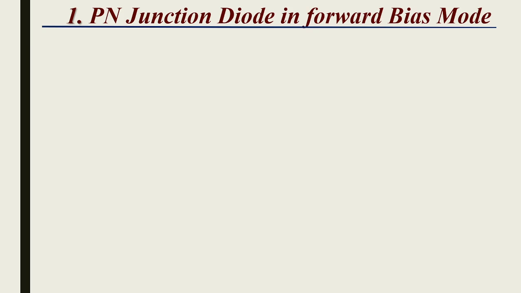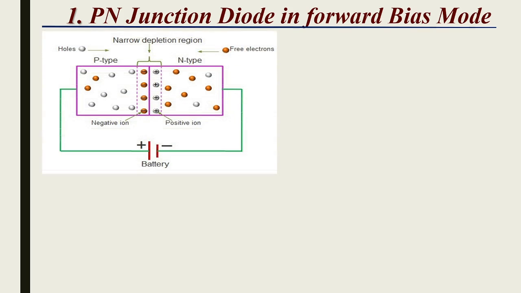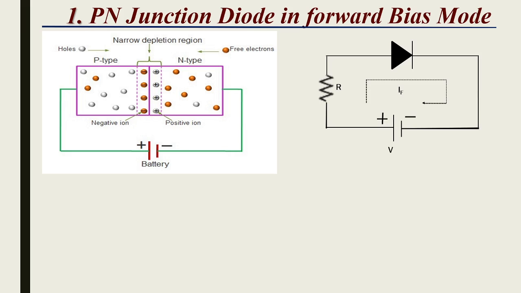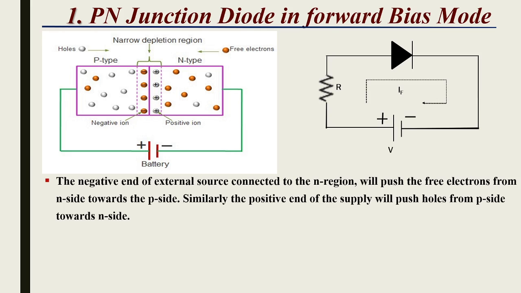So let's see the PN junction diode in forward bias mode. Here is the PN junction diode connected in forward bias mode, that is, P type is connected to the positive terminal of the battery and N type is connected to the negative terminal of the battery. So this is the circuit where we have connected the diode in forward bias mode. The negative end of the external source connected to the N region will push the free electrons from the N side towards the P side. Similarly, the positive end of the supply will push holes from the P side towards the N side.